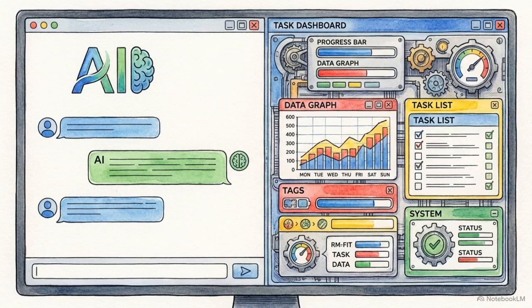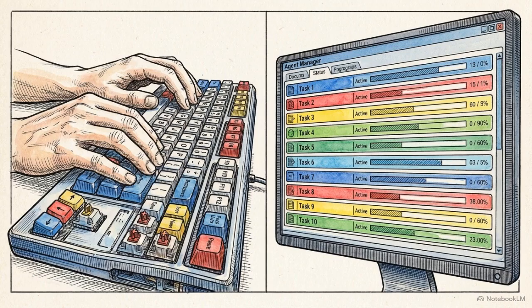The landscape of AI tools has officially split. You have to decide if you want to optimize for typing code faster or orchestrating agents at scale.